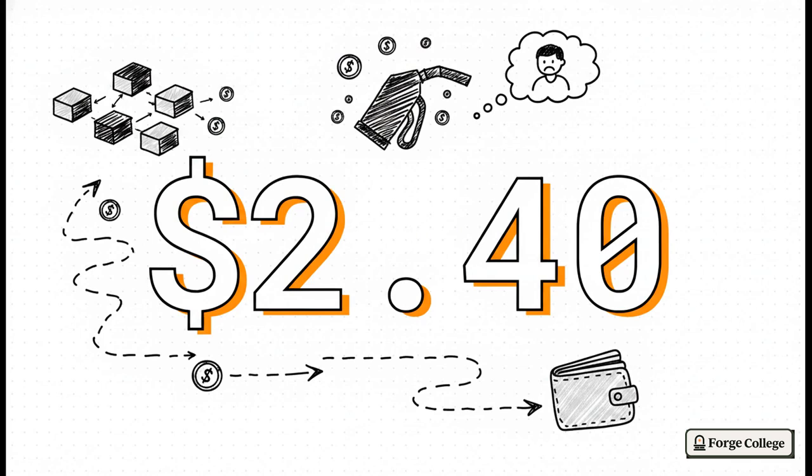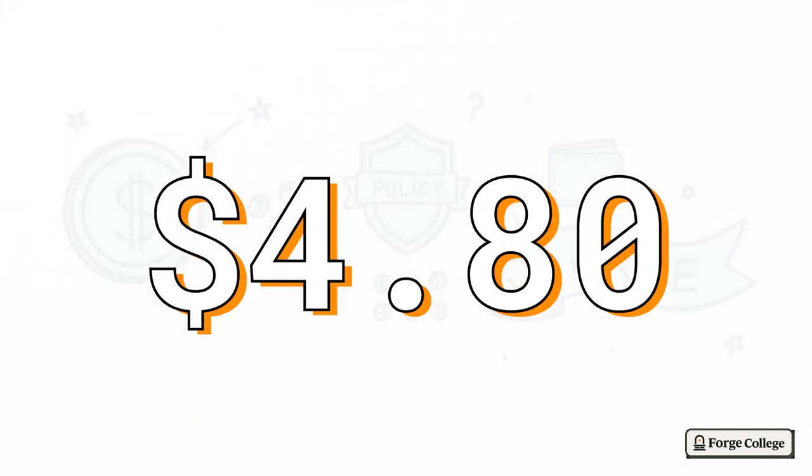$2.40. That is the fiat equivalent cost of a baseline ERC20 token transfer. Mechanistically, we're assuming it eats up about 60,000 gas at a 20 gwei gas price, with Ethereum sitting at around $2,000. Now, for just one user, paying $2.40, probably not a big deal. But watch how fast this escalates.